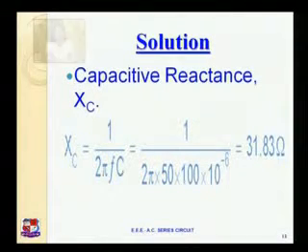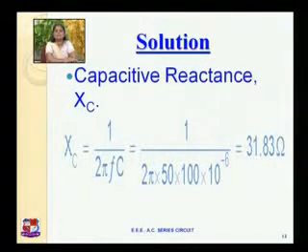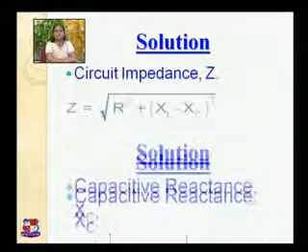Now we have to find the capacitive reactance. Value of capacitor is also given. It is 100 microfarad. Equation of XC is 1 upon 2 pi FC. So it is equal to 1 upon 2 into pi into 50 Hz into 100 into 10 raised to minus 6, because it is 100 microfarad. So it is 10 raised to minus 6. So your answer is 31.83 ohm.